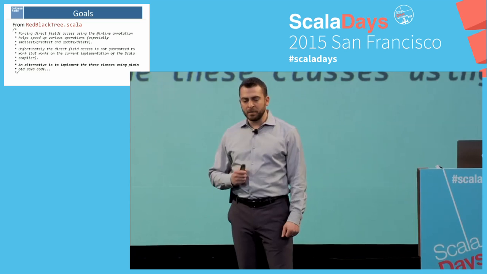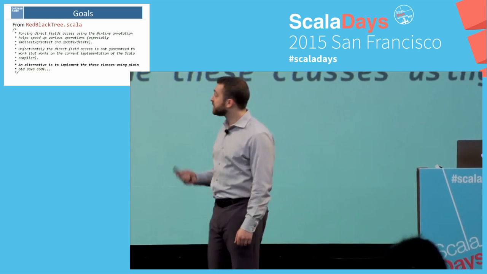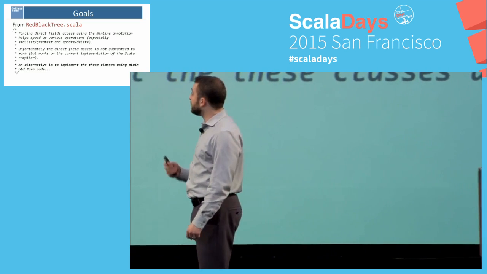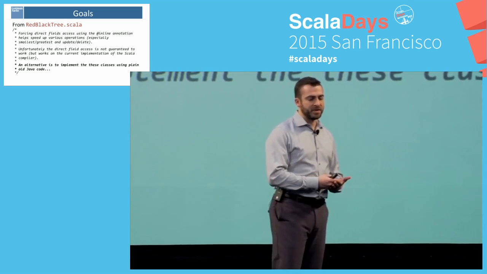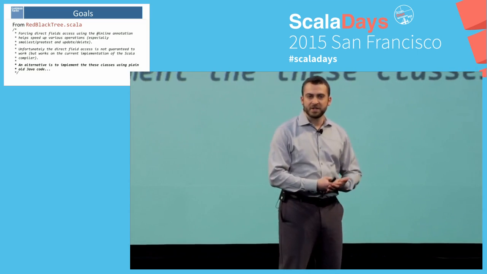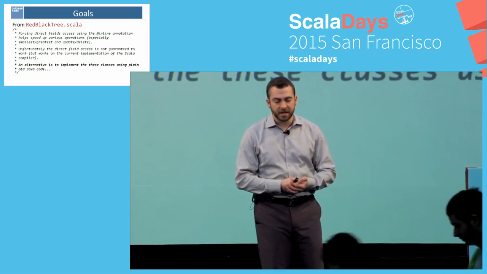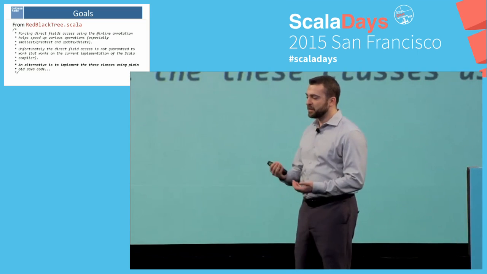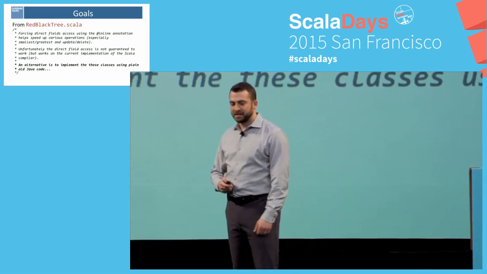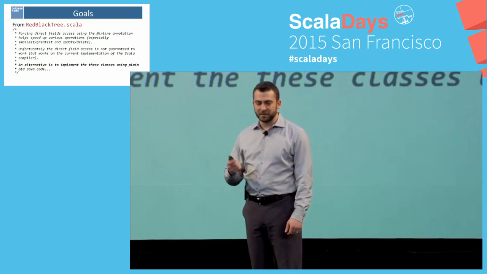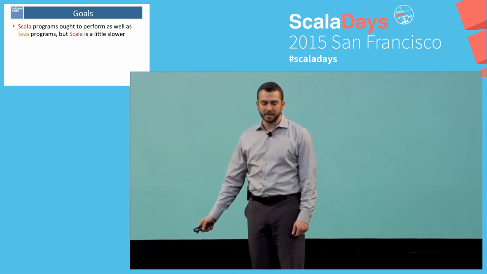And I know I'm not alone in this, because while researching this talk, I found this comment in red-black-tree.scala in the core libraries, where there's an explanation of why the inline annotation is used and some null checks. And the comment at the bottom says an alternative would be to implement this using plain old Java code. And that's familiar to me. And it's unfortunate. I would like to use Scala more widely.